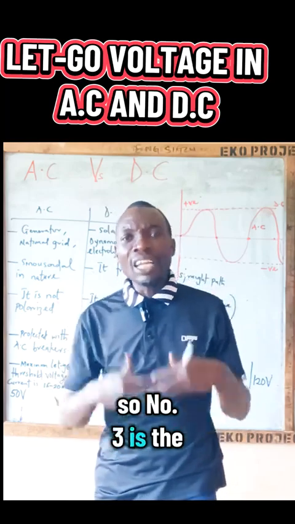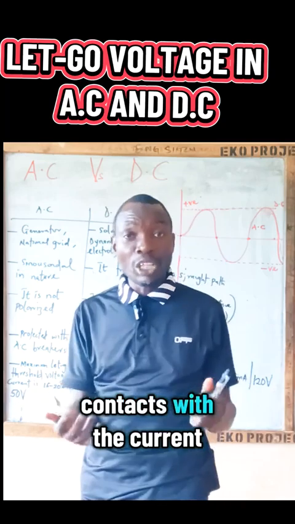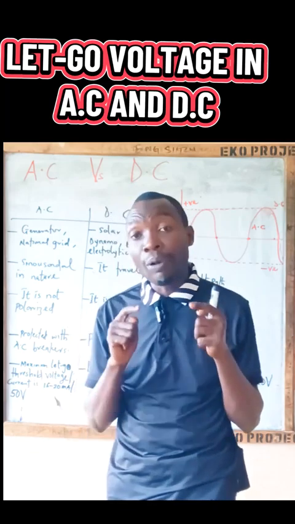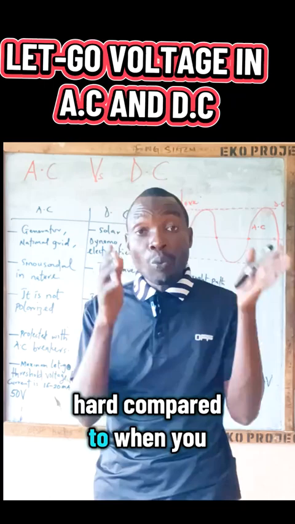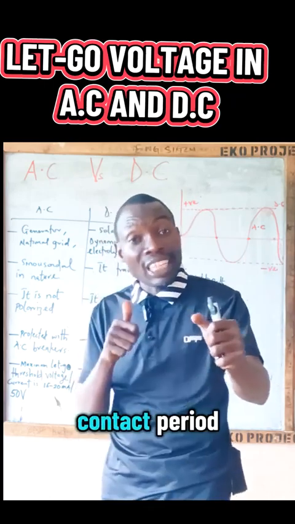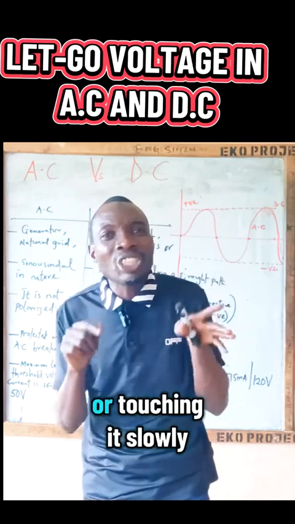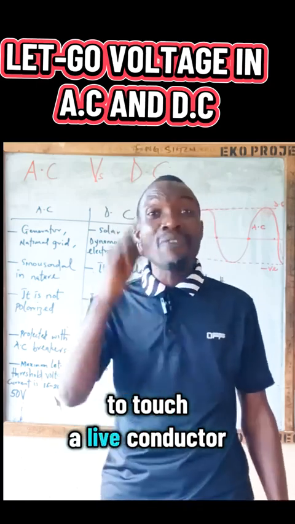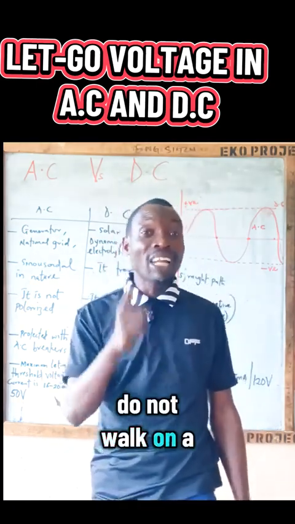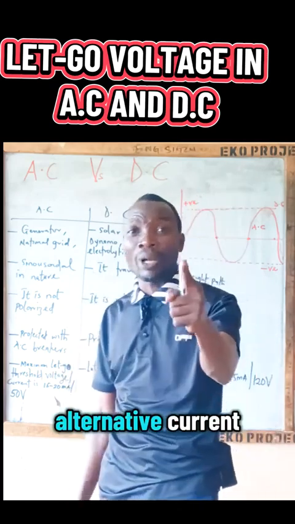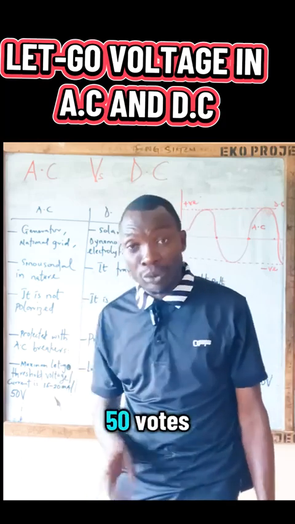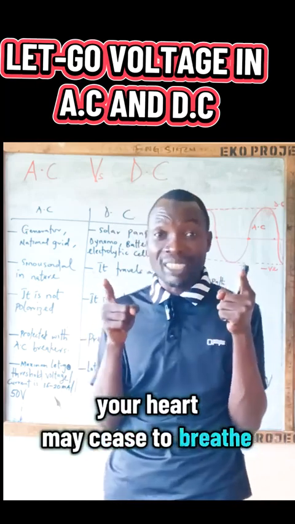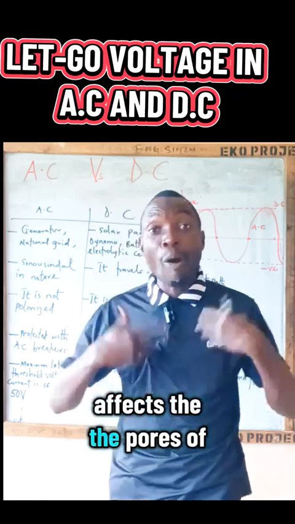Number three is the length of time the body contacts the current. If you touch fast, the severity may not be as hard compared to when you touch slowly and have a longer contact period. Whether you are touching fast or touching slowly, it is not ideal. It is not recommended for you to touch a live conductor. Do not work on a live circuit. Switch it off. So if it is alternating current, do not touch voltage above 50 volts. No matter the length of time, it is dangerous to your health. Your heart may cease to beat, and it can affect the pulse of your heart.